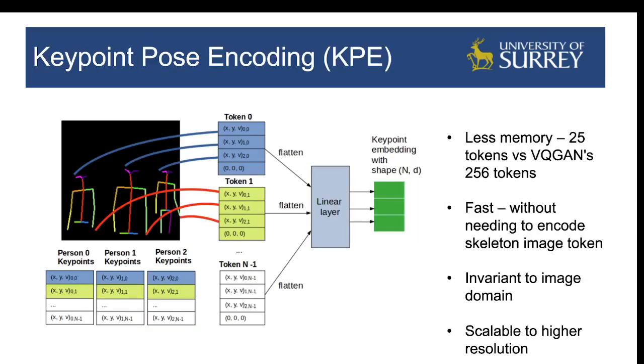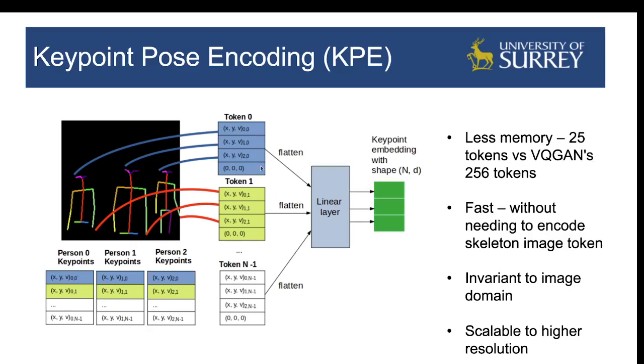So this is our method, KPE. Say there are 3 people in this image. Each of them has a set of key points. In this case, we use the OpenPose scheme, which has 25 key points. That means we will have a fixed number of 25 tokens. Each token corresponds to a specific key point of a body part from the different people. So this one will be, let's say, the right eye of person 1, person 2, person 3, etc.